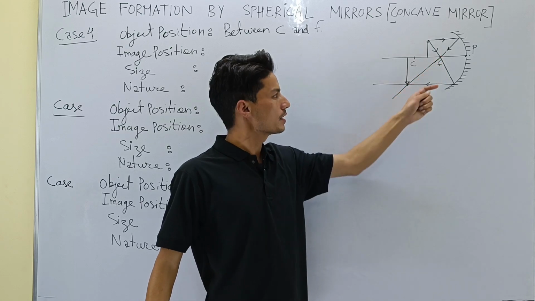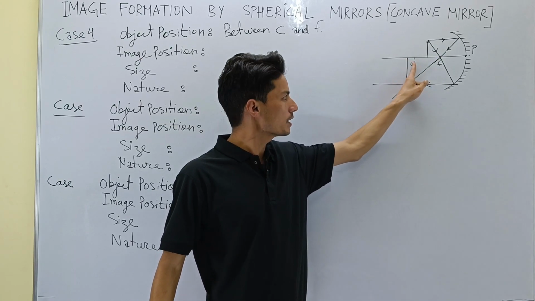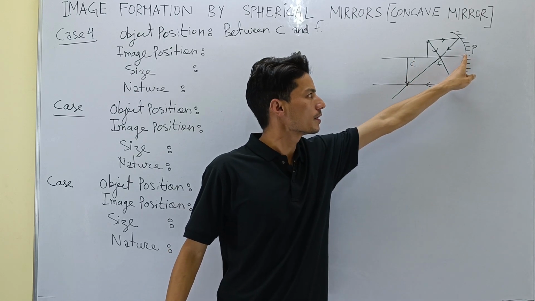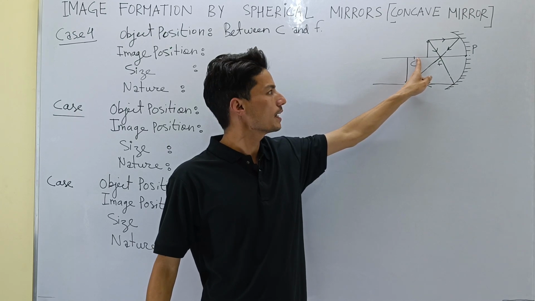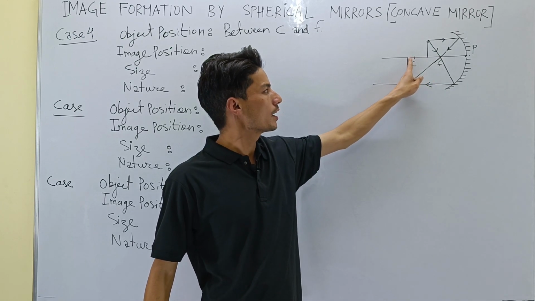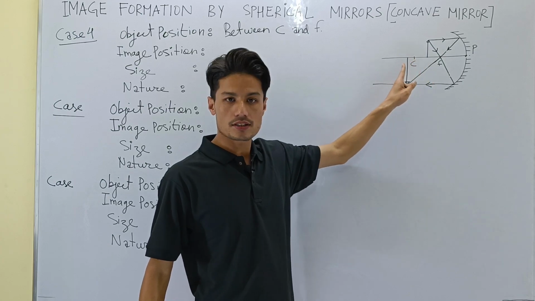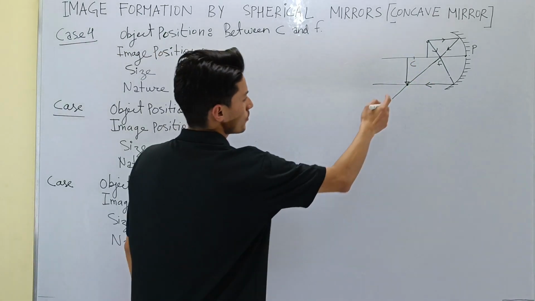Where's the image? Image is behind C, isn't it? We start our journey from here, so you will first meet C. Then after crossing C, you will meet the image. That means it's behind C, isn't it? So this is behind C.